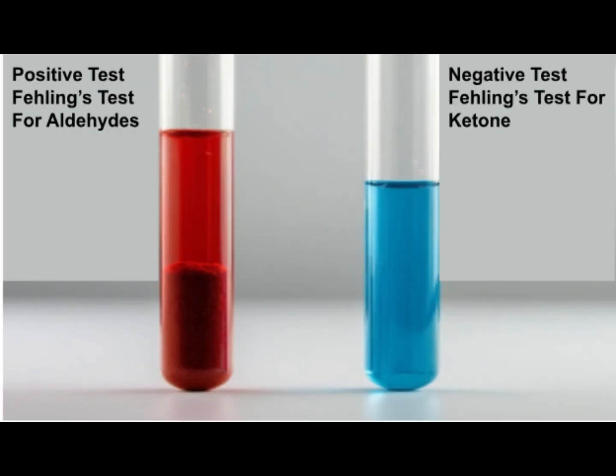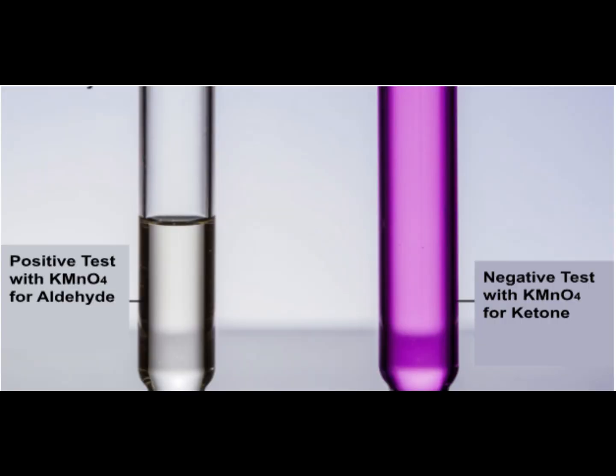The third test is Fehling's solution test. The left test tube contains a brick red precipitate, which is a positive result for aldehyde. The right test tube remains blue, indicating a negative result for ketone. The fourth test involves potassium permanganate. The left test tube has turned colorless after reacting, confirming a positive test for aldehyde. The right test tube stays purple, indicating a negative result for ketone.